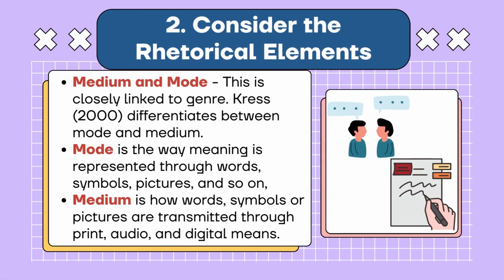Medium and mode. This is closely linked to genre. For mode, it refers to the meaning conveyed through various elements such as words, symbols, pictures, graphs, videos, etc. For medium, it is how words, symbols, or pictures are transmitted. Examples are print, audio, or digital means such as online articles, ebooks, presentations, and so on. In the modern technological age, you will need to consider the mode and medium of your analysis or technical paper, because considering the mode and medium enhances the effectiveness, accessibility, and professional presentation of your academic works.